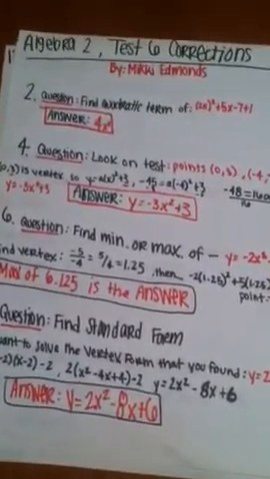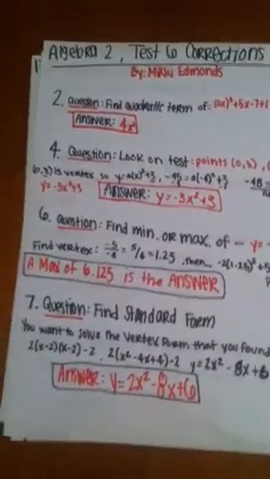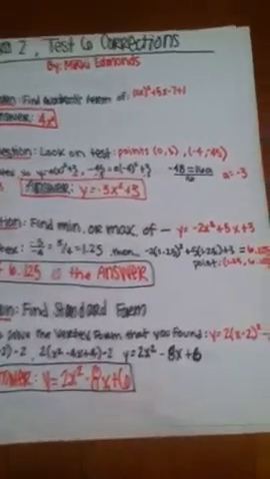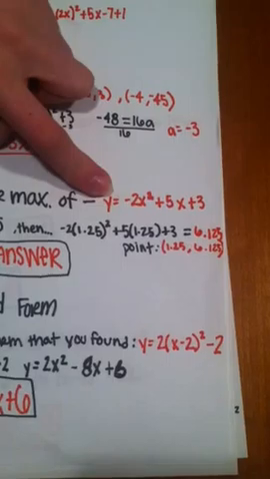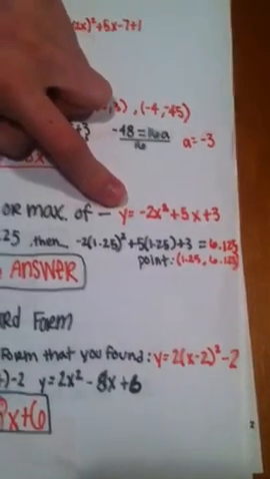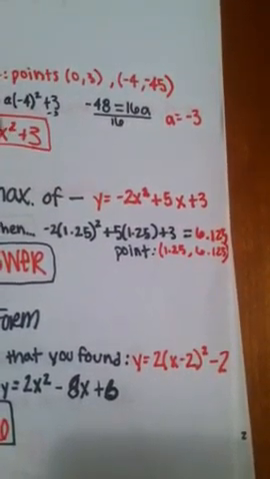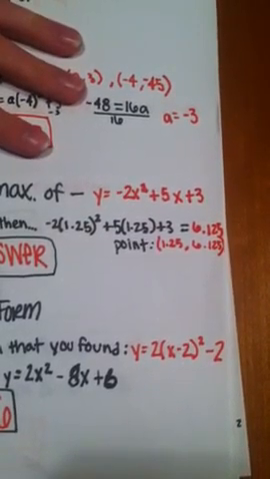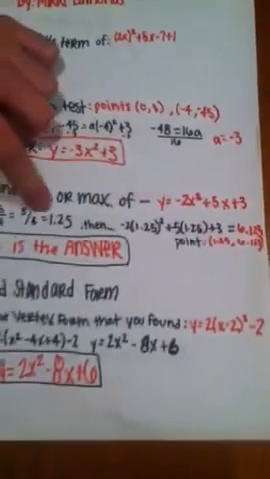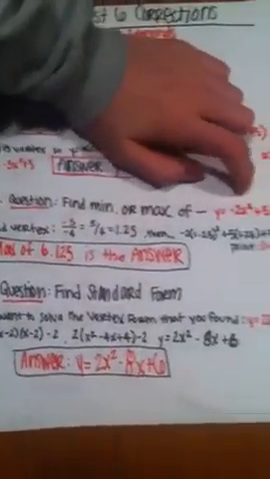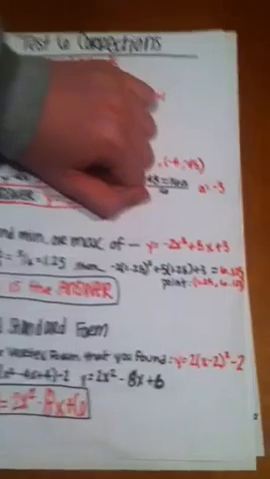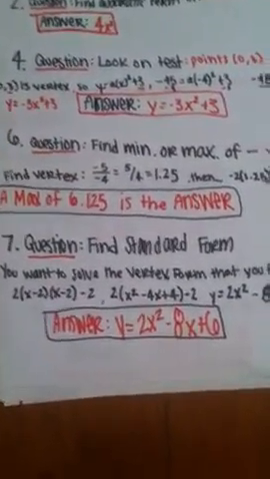The next question I got wrong is number 6, and I accidentally just added wrong at the very end. You just had to find the minimum or maximum of this equation, so you find x. It's negative b over 2a, so I did that to get 1.5, and then I plugged that in for x, and I got 6.125, and I just added wrong before, so it's a max of 6.125.